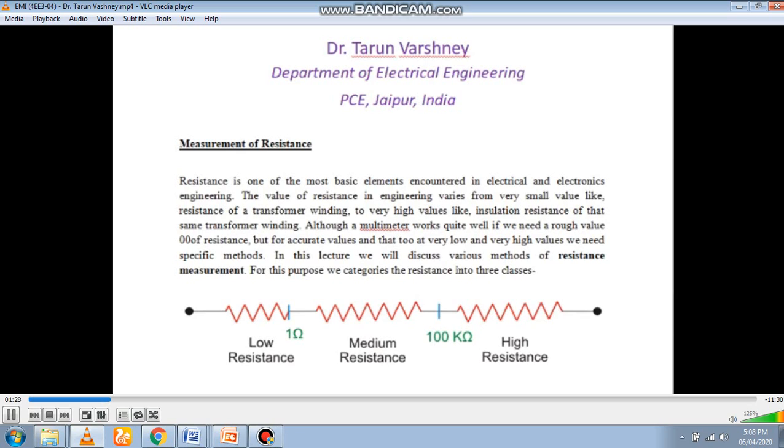Let's first categorize the resistance. It can be categorized into 3 categories: low resistance, medium resistance and high resistance. Low resistance values are lower than 1 ohm, resistances with values between 1 ohm and 100 kilo ohms are considered medium resistance, and values greater than 100 kilo ohms are considered high resistance.